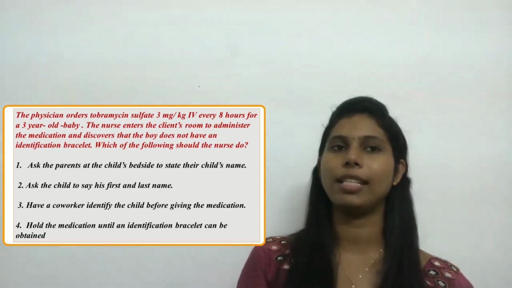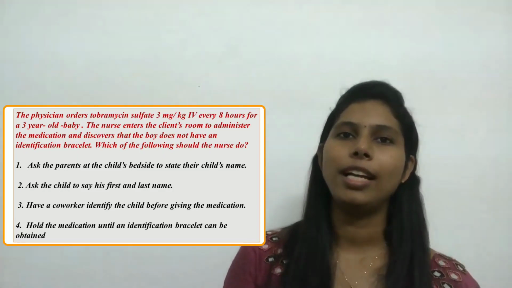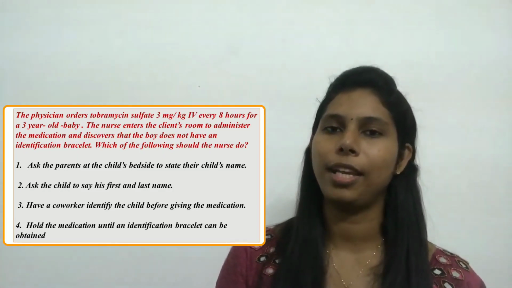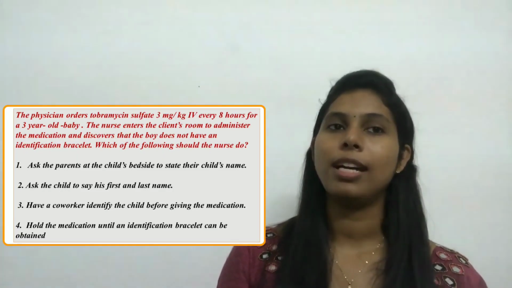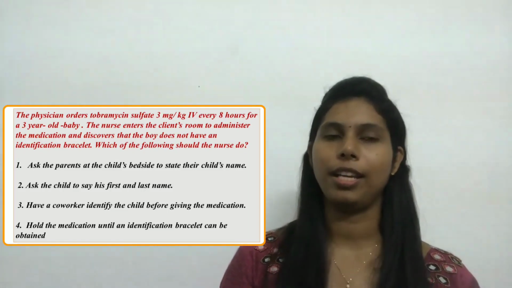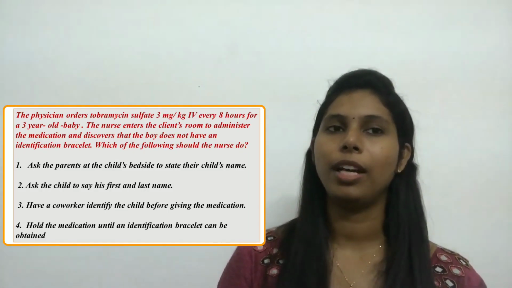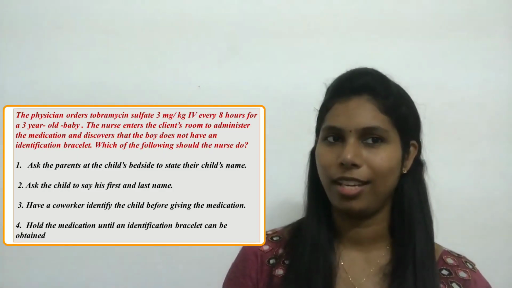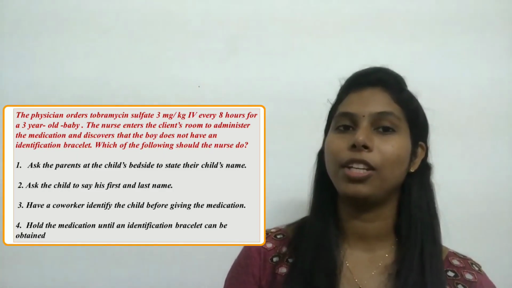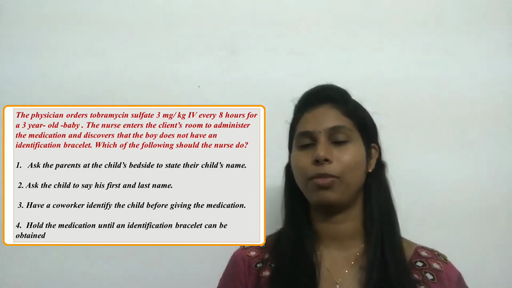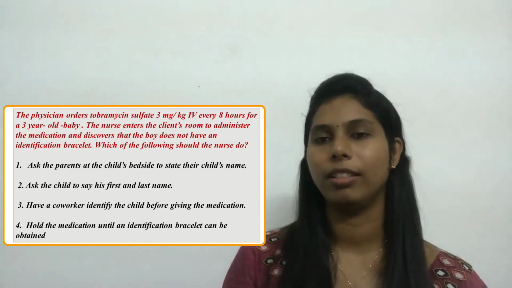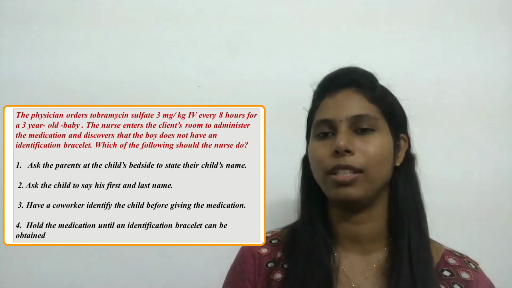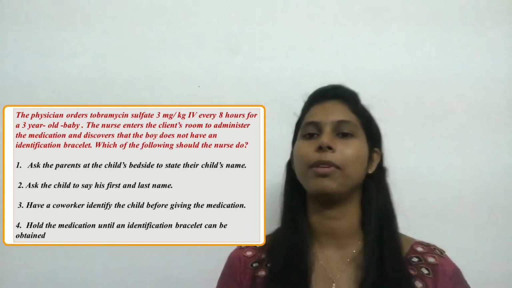The first option says, ask the parents at the child's bedside to state their child's name. The second option, ask the child to say his first and last name. The third, have a co-worker identify the child before giving the medication. The fourth, hold the medication until the identification bracelet is obtained. What do you think? What would be the best option? This is one of the simple questions.